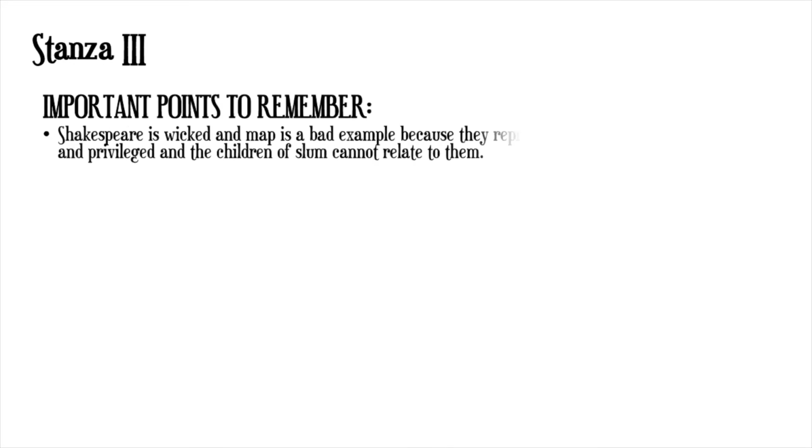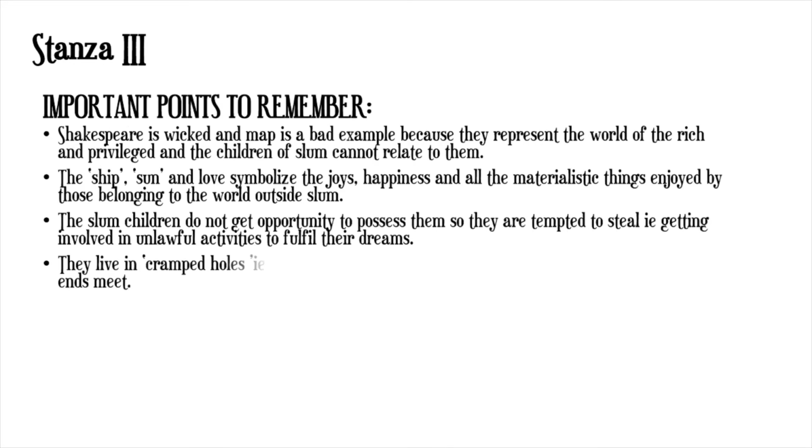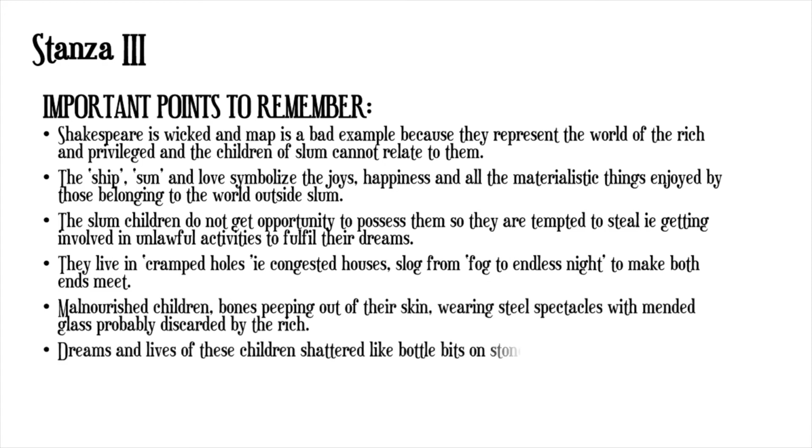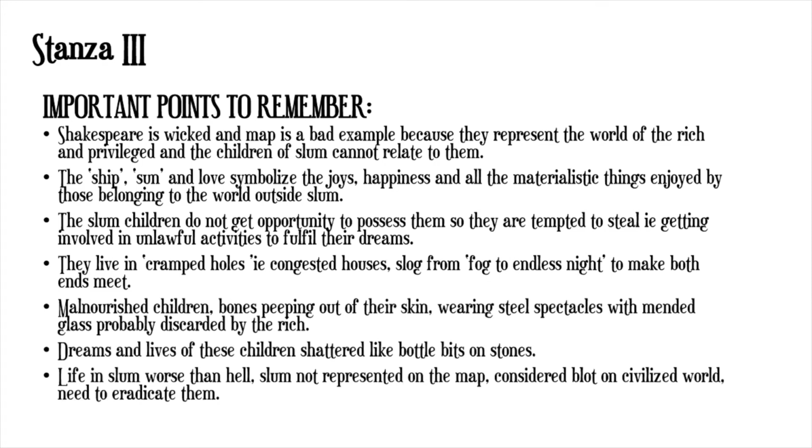Let's begin with the third stanza. The points that you have to remember in this stanza are that the poet actually calls Shakespeare a wicked and a map a bad example because they represent not the children of the slum but represent the world of the rich and privileged, and the children of the slum cannot relate to them. The ship, sun, and love all symbolize the joys, happiness, and all the materialistic things enjoyed by those belonging to the world outside the slum.